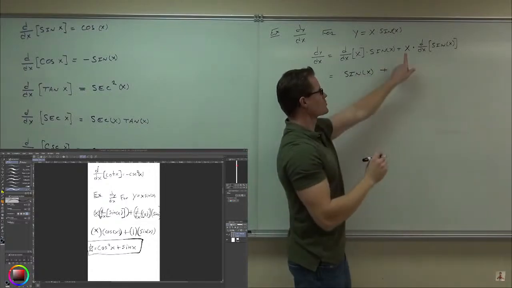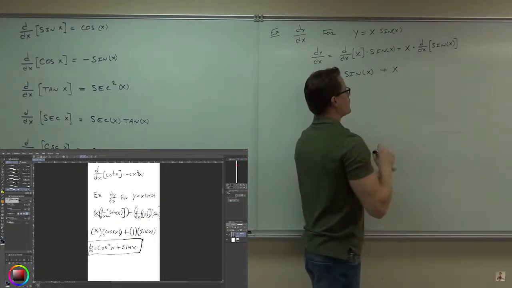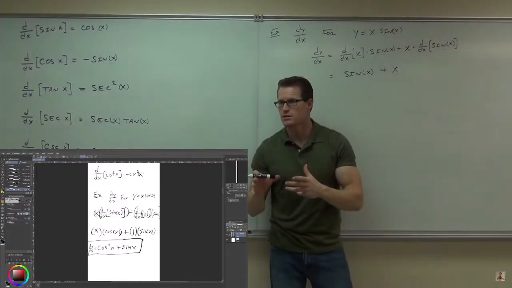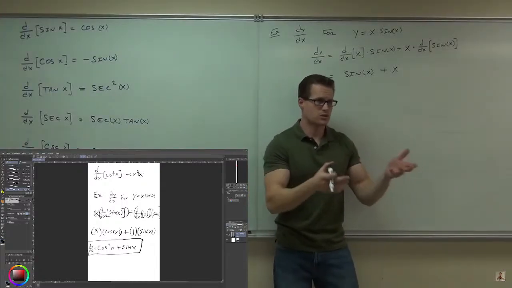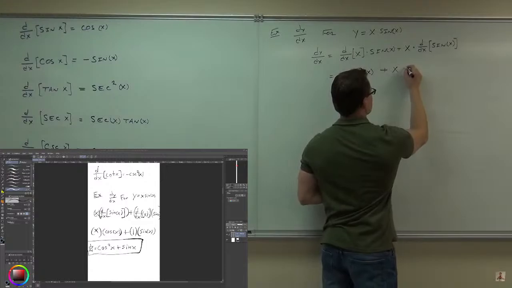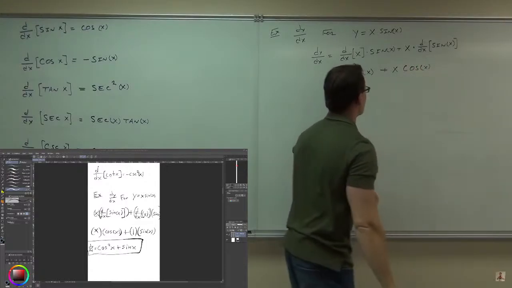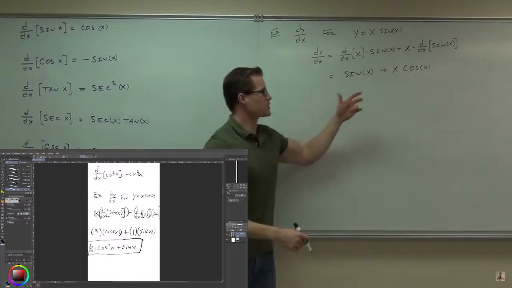Plus, do I take the derivative of x? No, I'm going to leave it x. Do I take the derivative of sine x? And what's the derivative of sine x? Cosine x. Good, not negative cosine x, just cosine x. Times cosine x, so x cos x. So our derivative is sine x plus x cosine x.